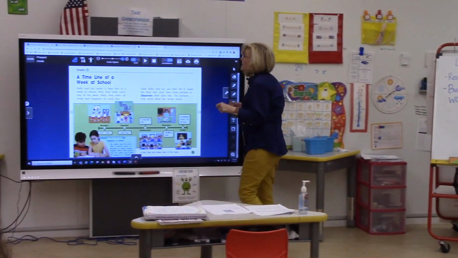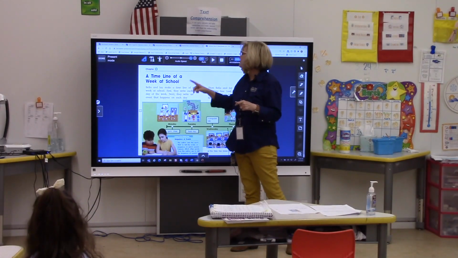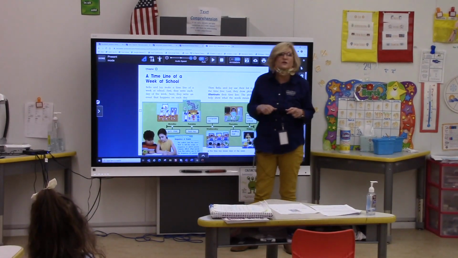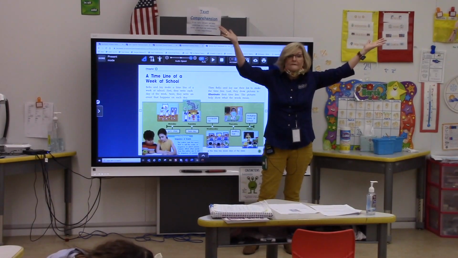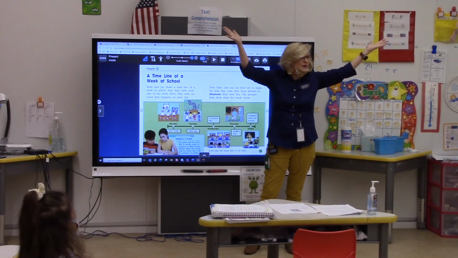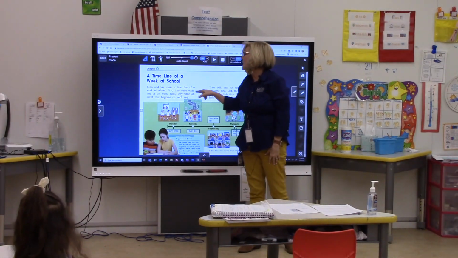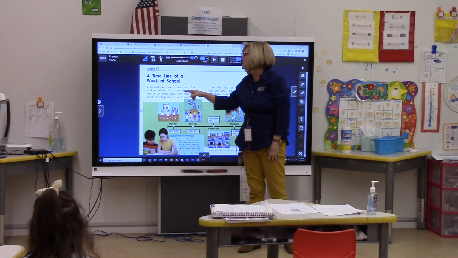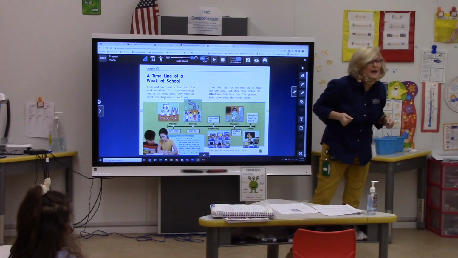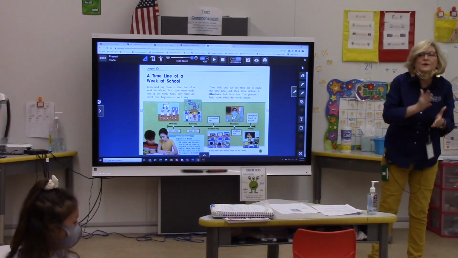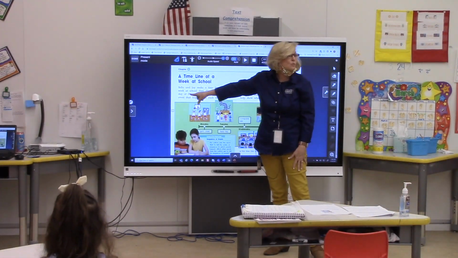Okay, so listen. Bella and Jay make a timeline of a week at school. First, they write each day of the week. There it is. I know my signal word is what? What's the signal word I just read? Bella and Jay make a timeline of a week at school. First, they write each day of the week. Say it, everybody. First. Okay, so what was the first thing they did when they started their timeline? They wrote the days of the week.